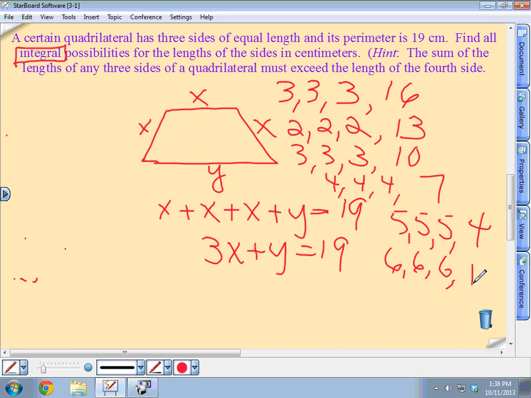So your answers are 3, 3, 3, 16, 2, 2, 2, 13. Oh, these were all 1s. I just wrote 3 times. So 1, 1, 1, 16, and so forth. So you have 1, 2, 3, 4, 5, 6 different possibilities. That's all this section is. They'll ask you different problems in different ways, but that's all the section is.